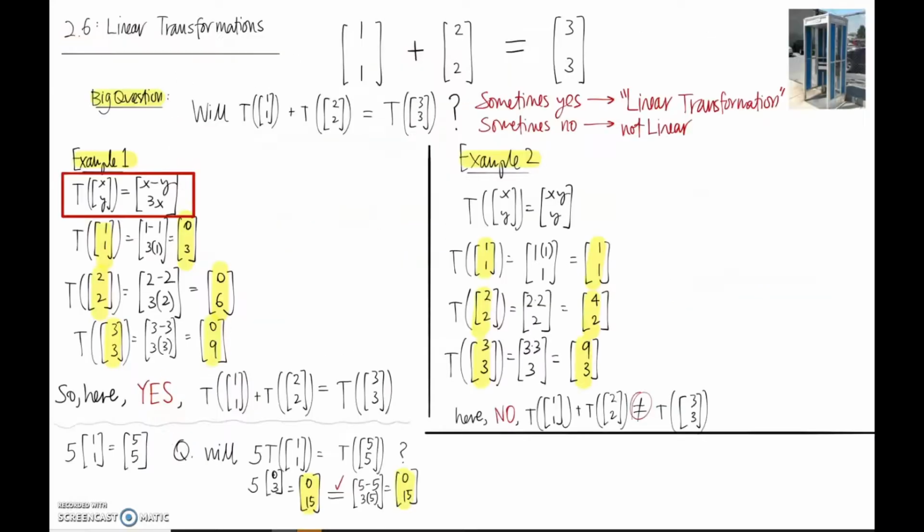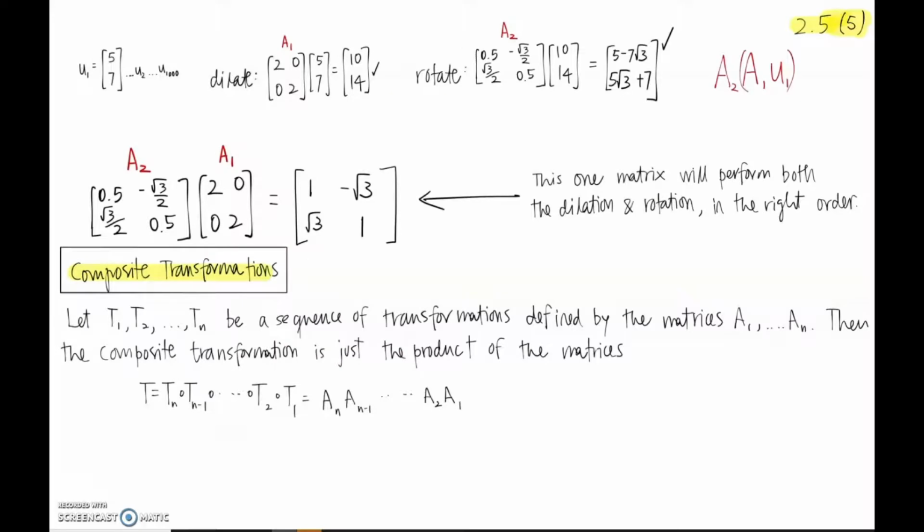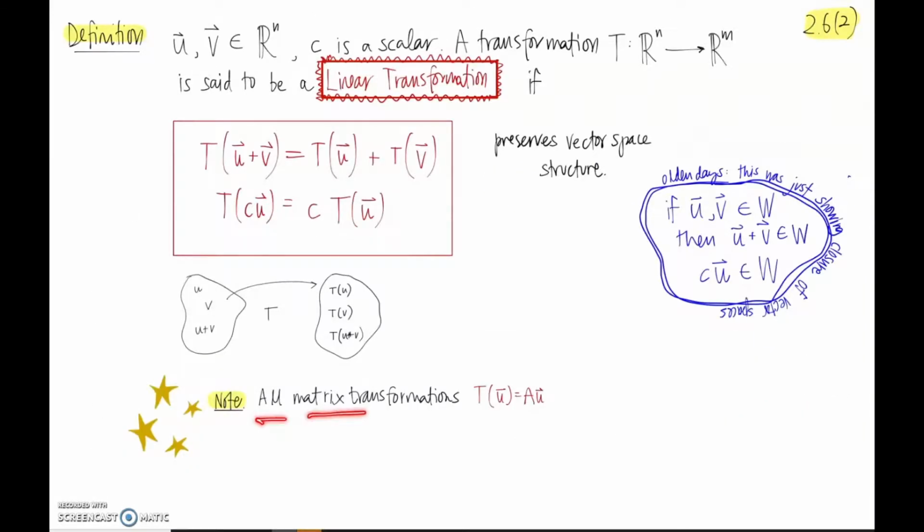And you can say, well, wait, what about this? That's not what I mean. This is not a matrix transformation. A matrix transformation is where you have a matrix and you multiply it by each of your vectors, and that represents the transformation. Anytime you're taking a matrix and multiplying it by a vector, that's a matrix transformation, and those are all linear transformations.